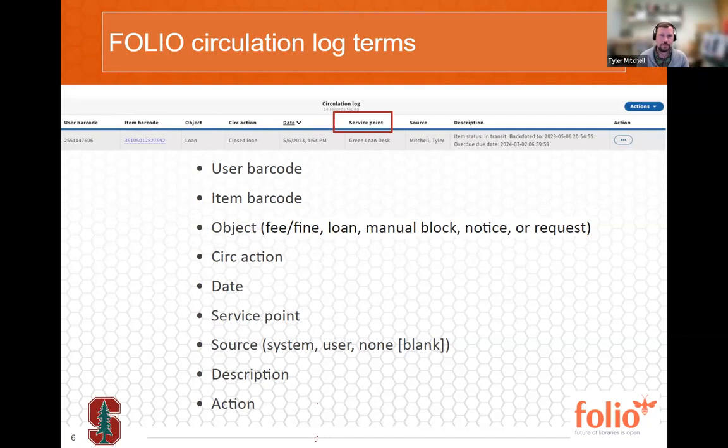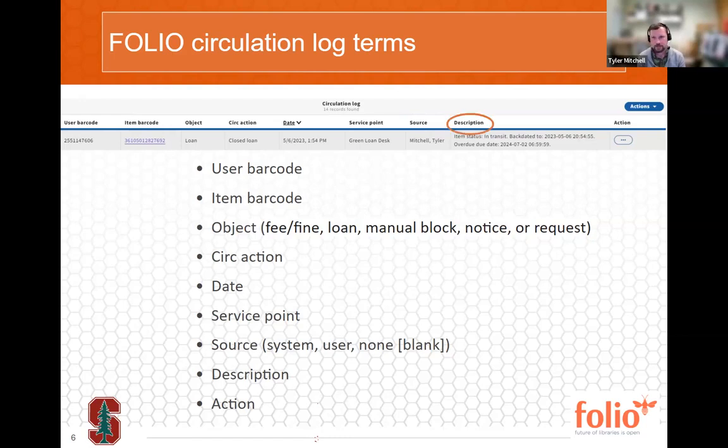Service point, that's where the action was performed. And this is also kind of unique to Folio, again, compared to those of us who are familiar with workflows, the source. So the person who was logged in to Folio and performed the action will be traced. So you can go back with questions for people and ask, well, how did this happen? And also in the case that it's automated through Folio, it would say system there in the source cell.